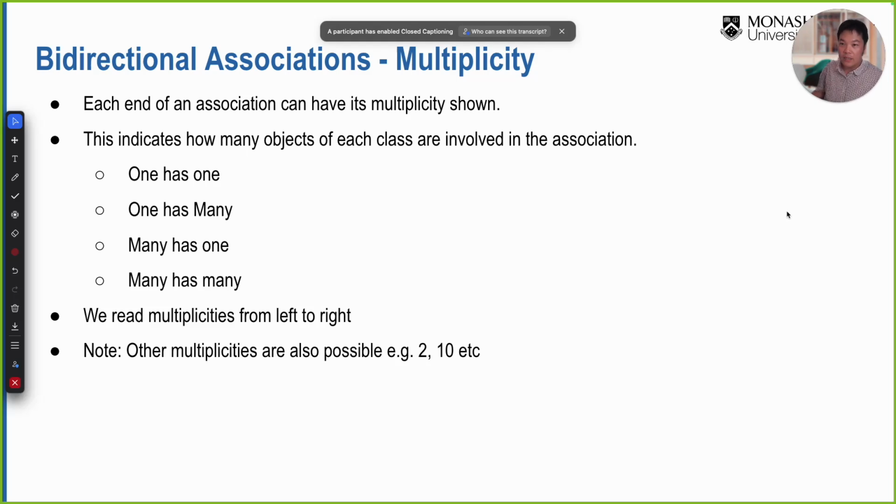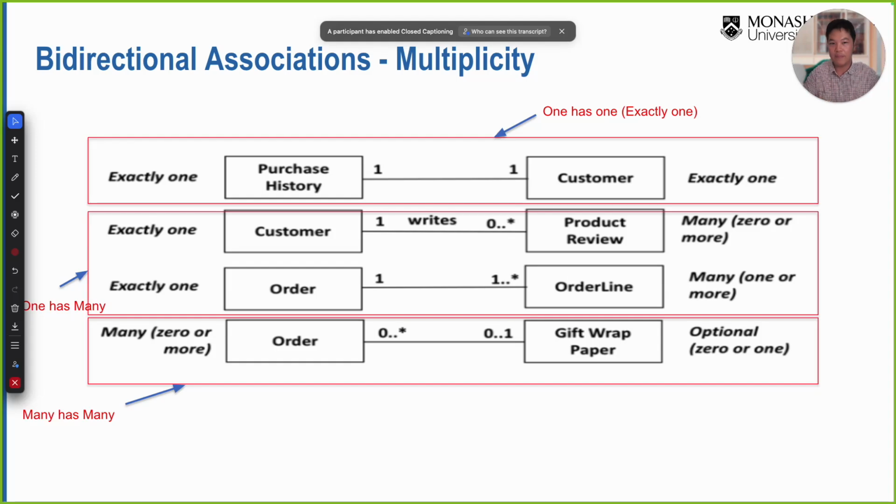So next one, this one I already mentioned to you before, the multiplicity. One has one, one has many, many has one, many has many. Okay, there are different multiplicity, and normally we read from the left to the right. This is an example. Let's take a look at this one by one.